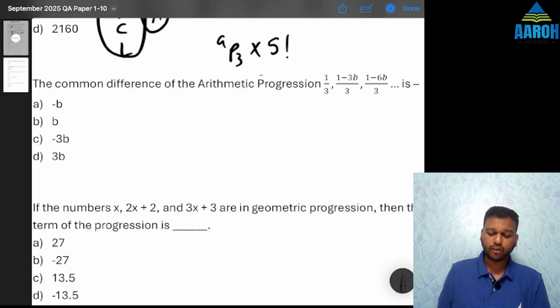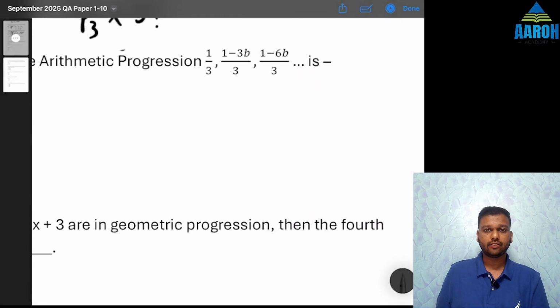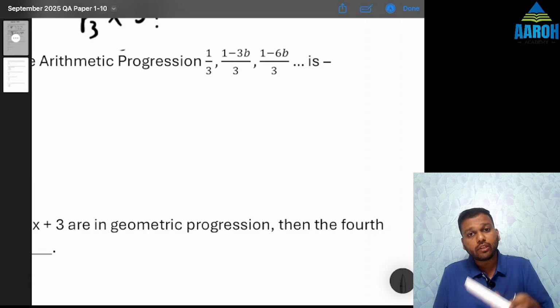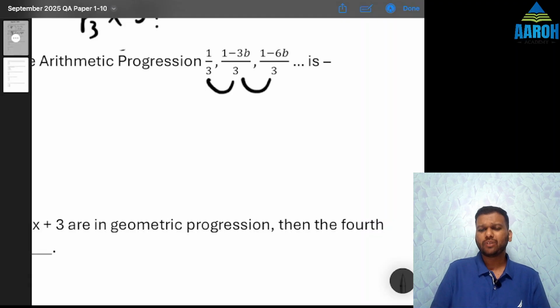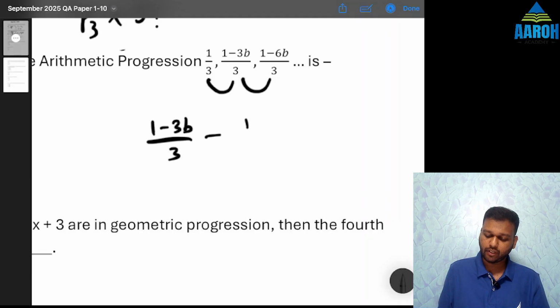The common difference of the arithmetic progression, this is. So you already know that this is an arithmetic progression. So second term minus first term or third term minus second term, both are going to be the same. So let's just do second minus first. 1 minus 3b by 3 minus 1 by 3.